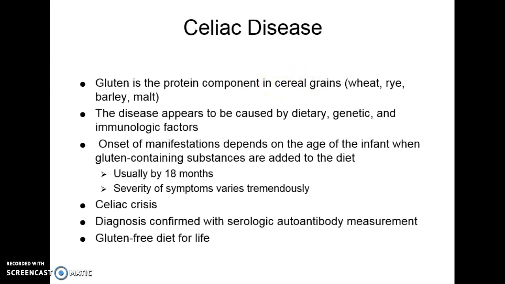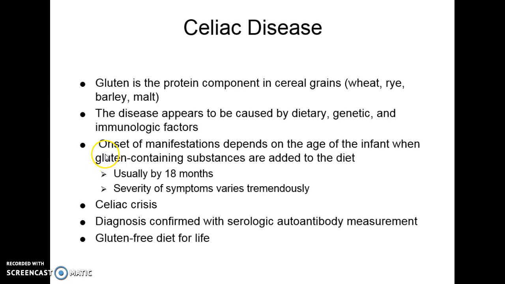So this results in malabsorption, and then when this occurs in the infant or the young child, the toddler, then you have lack of growth. So the disease appears to be caused by dietary issues, genetic, and then immunological factors. Right? So all three of these combined will cause the disease.